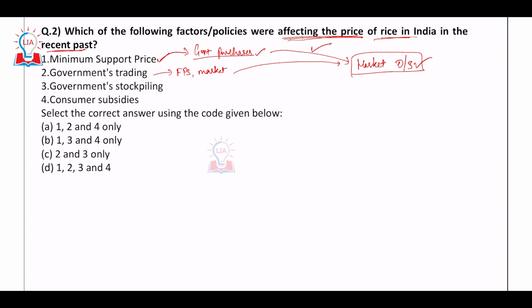Obviously, yes. Government stockpiling: basically, the government is storing the food grains. Will it affect the market demand and supply? Absolutely, yes. Consumer subsidies: if the consumers are getting the rice at subsidized prices, will it affect the price directly? Yes. Rather than the market demand and supply, the prices are affected directly. So all four would be the answer for this. It was a pretty straightforward question, right? So that would be D.